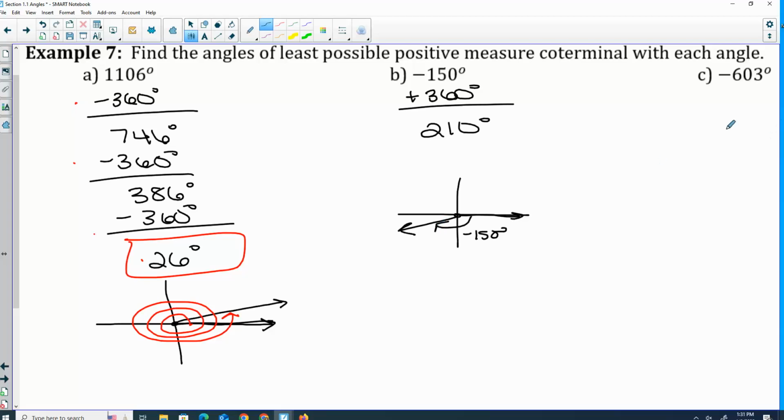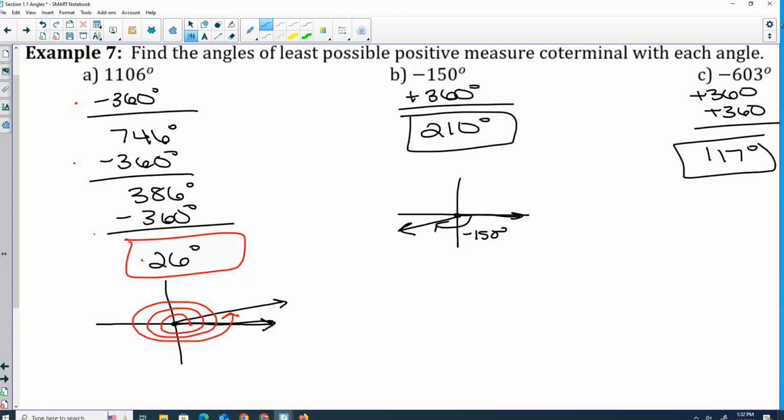same spot. Negative 603, so if we add 360, that's not enough. You just get negative 243, so we have to add 360 twice. And we get 117 degrees. So finding a coterminal angle is very helpful. We want to deal with the smallest positive number that we can. Any more questions?